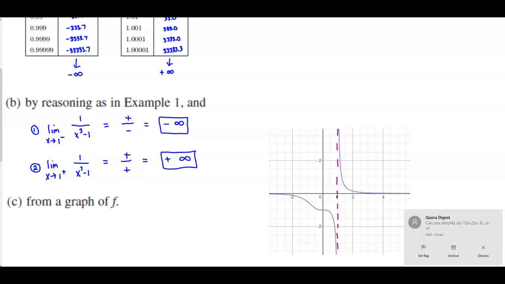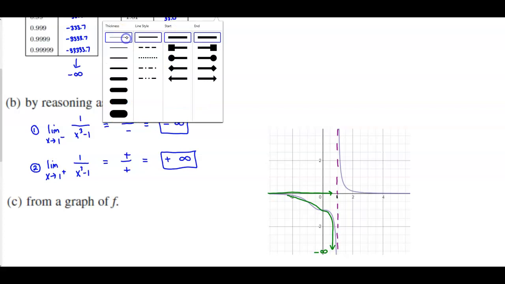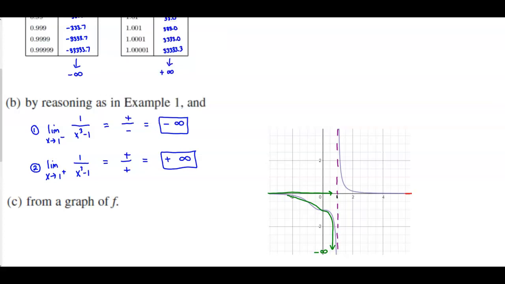Okay, and so what do we know? We know that from our graph, as x is approaching 1 from the left, we can see that the graph is going towards negative infinity. And as x is approaching 1 from the right, we can see that the function is approaching positive infinity.